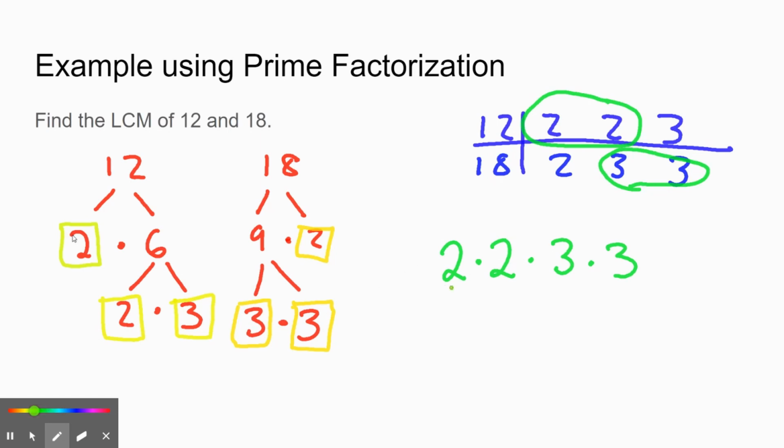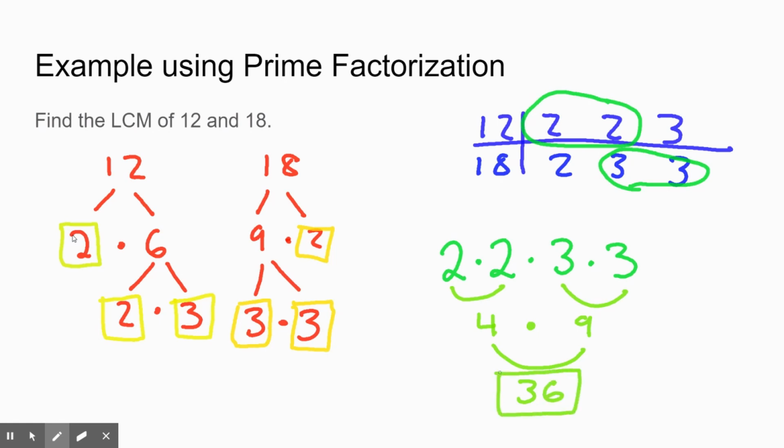So 2 times 2 is going to give us 4. 3 times 3 is going to give us 9. We're still multiplying. That's really important to remember. 4 times 9 is 36.